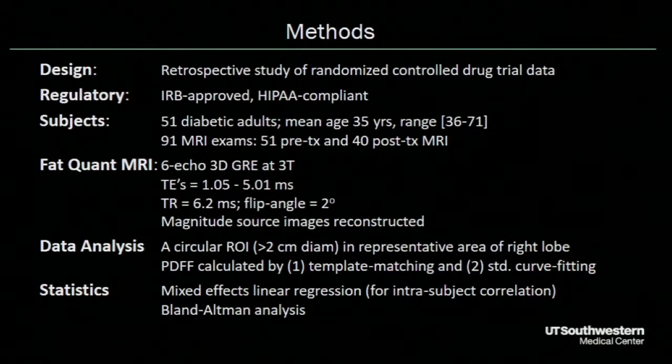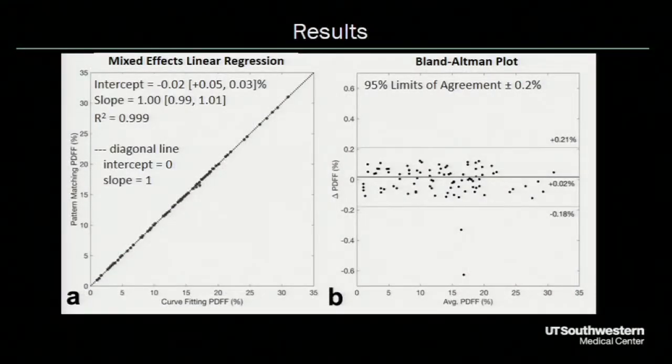For statistics, we analyze using linear regression and Bland-Altman analysis to compare between the two methods. So these are my results. Basically, you can see that linear regression analysis demonstrates exquisite linearity between the two methods with a correlation coefficient really close to 1, and you can see that there's very little deviation from the diagonal line. Similarly, the Bland-Altman analysis demonstrates the PDFF generated by template matching technique falls between 0.25% of the PDFF that was generated by the curve fitting technique.